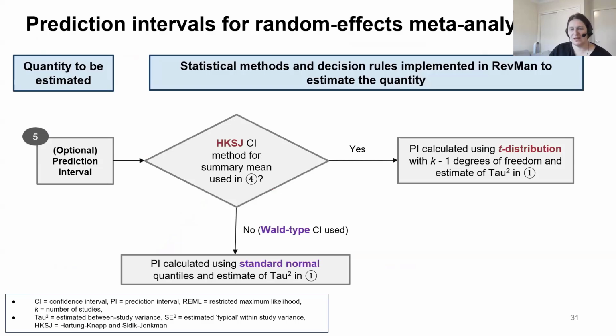But if you decide to calculate prediction intervals, then the particular way the prediction interval is calculated will depend on the method that's been used in the calculation of the confidence interval. So, for example, if you've used the Hartung-Knapp-Sidik-Jonkman confidence interval method, then the prediction interval will be calculated using a t-distribution and the multiplier. If you've used a Wald-type confidence interval, then the standard normal quantiles will be used in the calculation of the prediction interval. And the method that you have used to estimate tau squared will also be used in the calculation of the prediction interval.